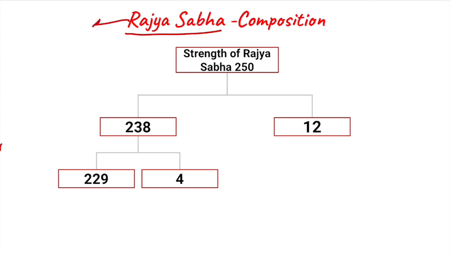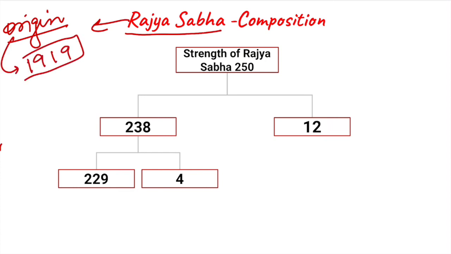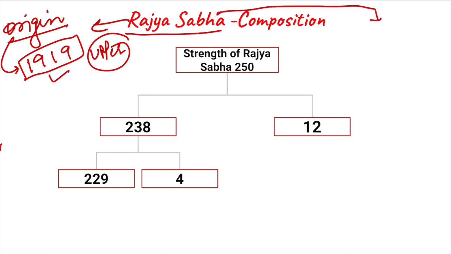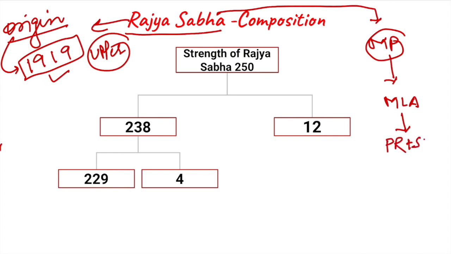Rajya Sabha. Now, the very first thing is the origin of the Rajya Sabha. The origin of the Rajya Sabha can be traced to the Government of India Act 1919. For the first time, the upper house has been talked about in this 1919 Act. Now, the Rajya Sabha is represented by MPs, and these MPs are elected by the MLAs of the state by proportional representation and the single transferable vote system.